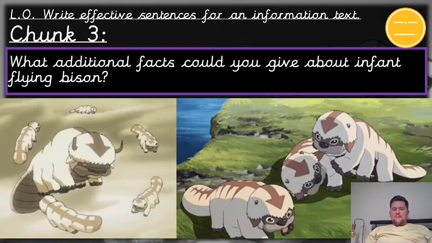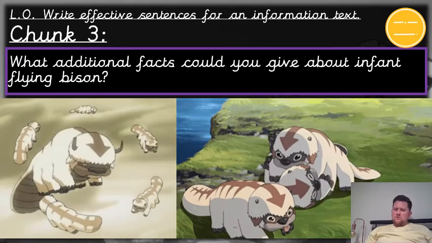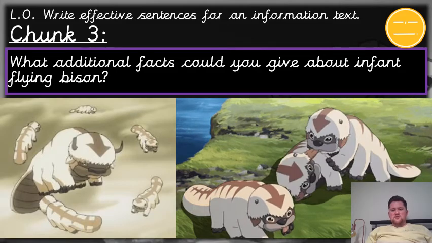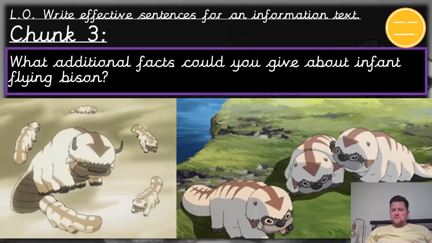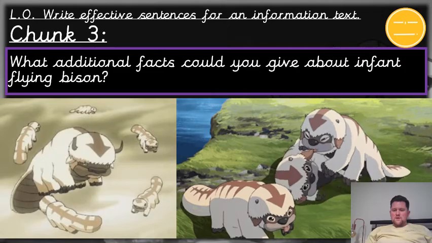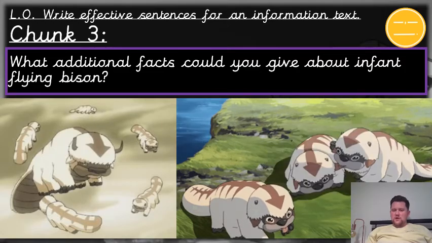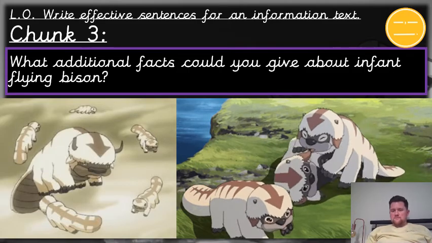It might be about how many of them there are. Maybe they travel in packs. How long do they stay with the mother? Some animals leave the mother right away. Some of them stay with them for months or years. Some of them stay with them for the rest of their life. Maybe they look slightly different. Maybe their fur could be a different colour. Maybe they eat special food like milk.